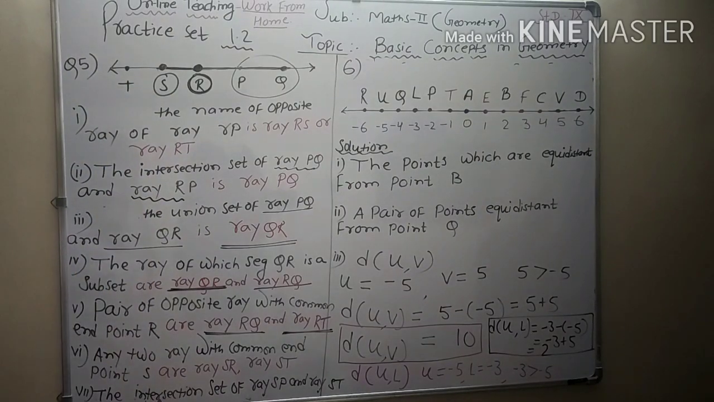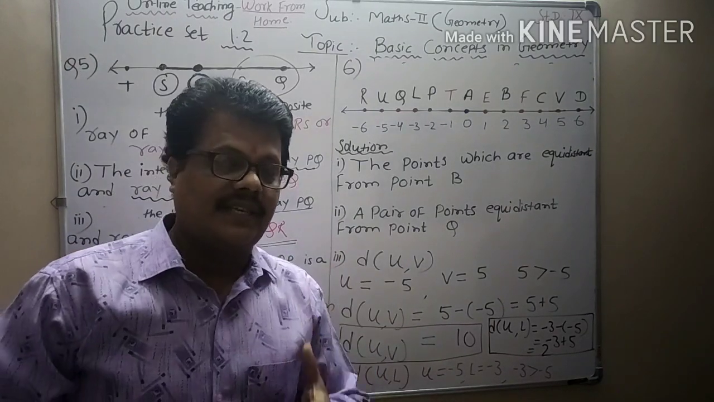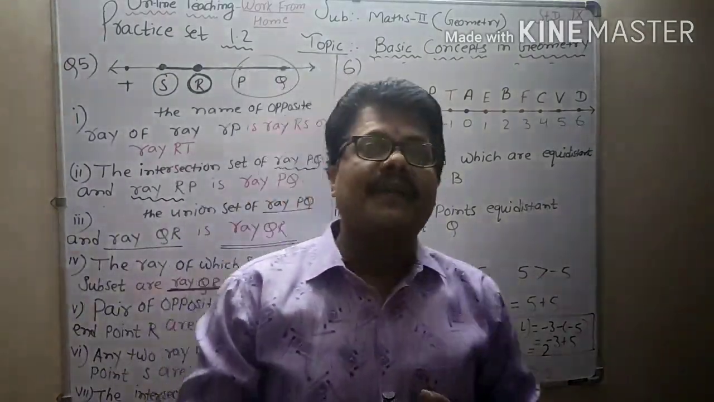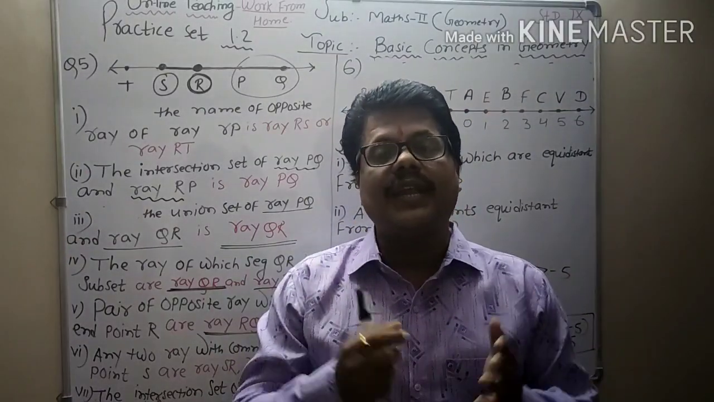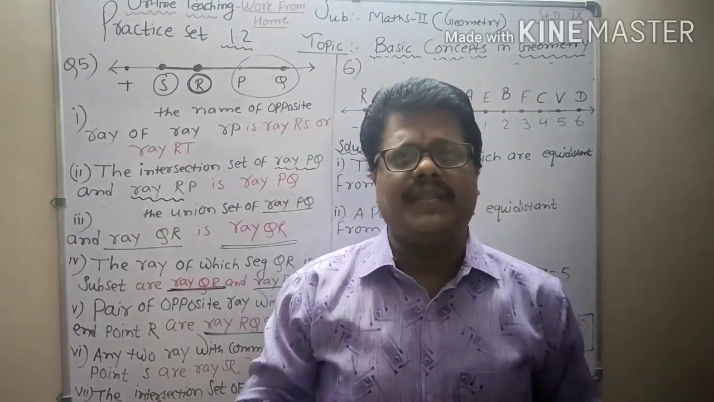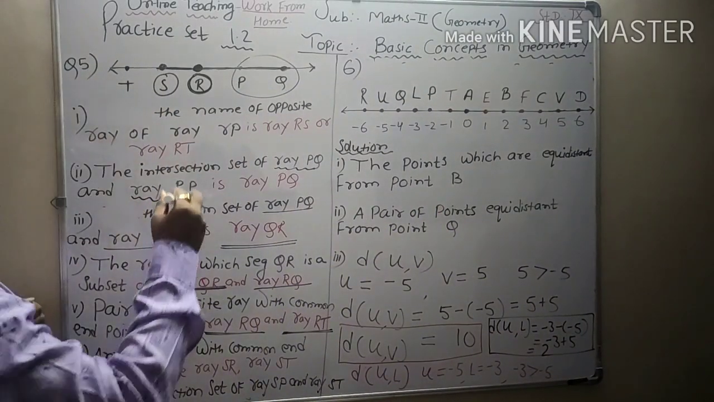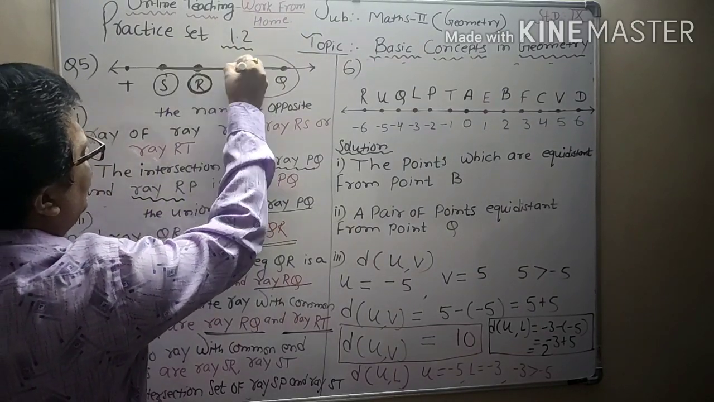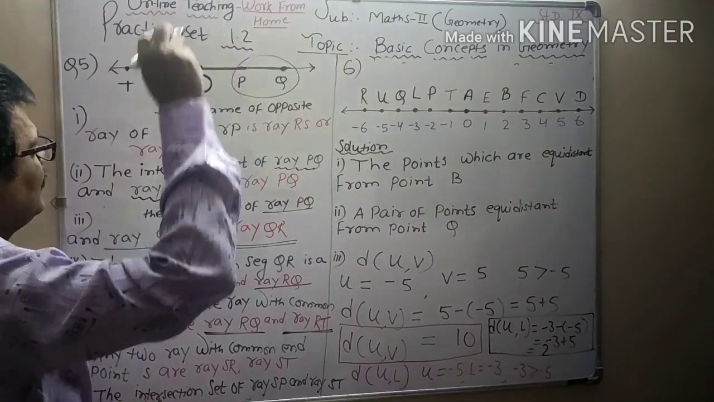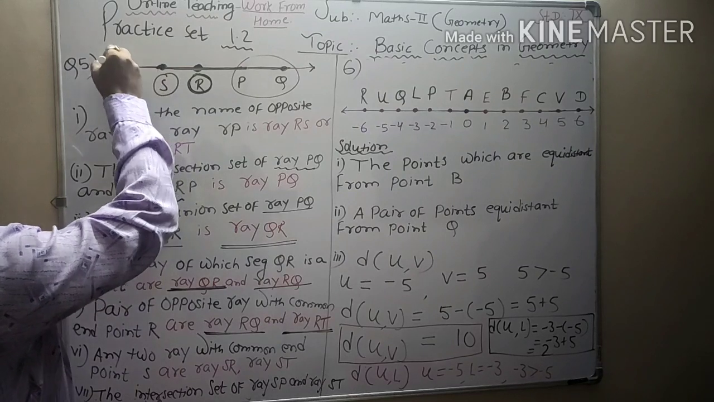Now come to the last sub question 7. The intersection set of ray SP and ray ST. Dear student, again and again I am explaining the concept of sets. In that you have learned intersection. Intersection means common between them. So which two rays are here? The two rays are SP and ST. Ray SP begins from S moving to P and then beyond P also. And then another one is ray ST, beginning with S moving towards T.